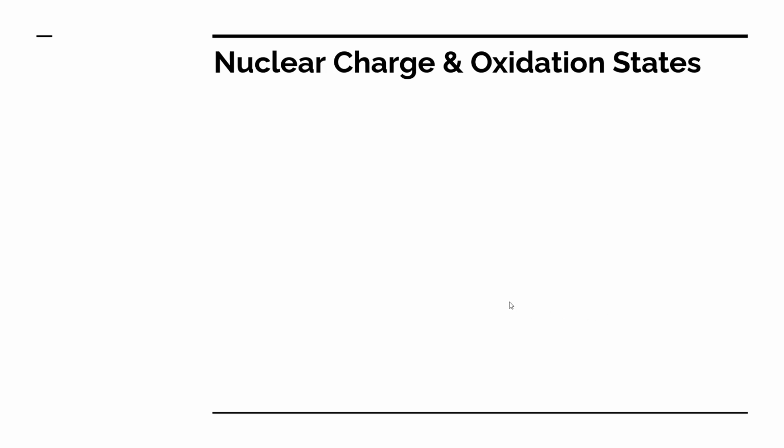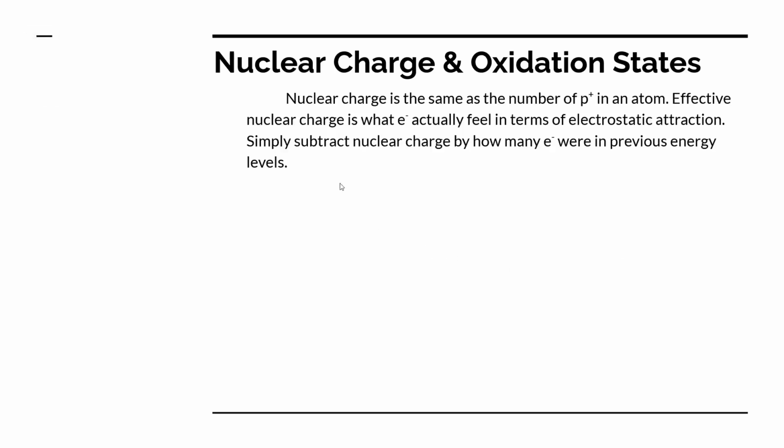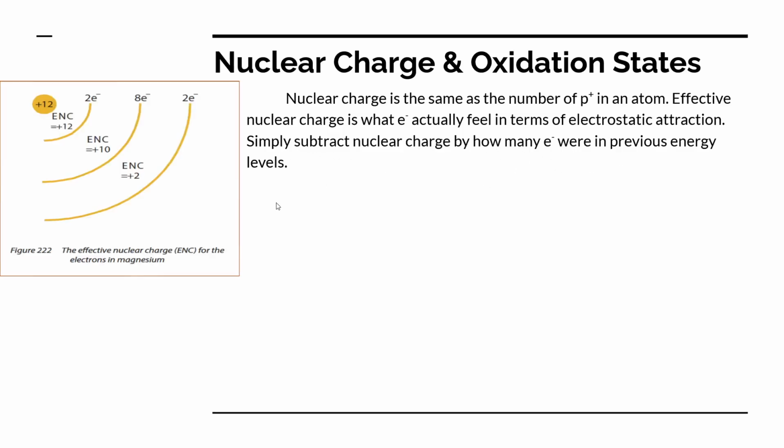Now, the next thing we're going to talk about are nuclear charges and oxidation states. So nuclear charge is the same as the number of protons in an atom. Effective nuclear charge is what electrons actually feel in terms of electrostatic attraction. To find your effective nuclear charge, simply subtract nuclear charge by how many electrons were in the previous energy levels.